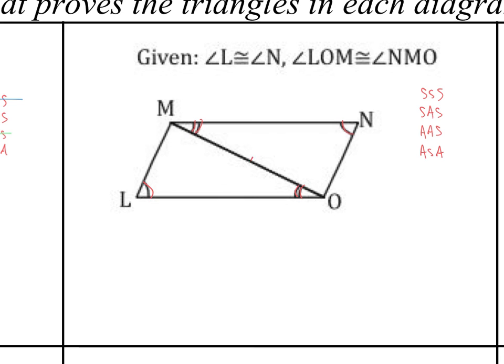And again, that piece of information is going to be that shared side, which is going to allow me to use angle, angle, side. Not angle, side, angle. If it were angle, side, angle, that would be the side I would know. But angle, angle, side here. Therefore, triangle LMO is congruent to triangle NOM.